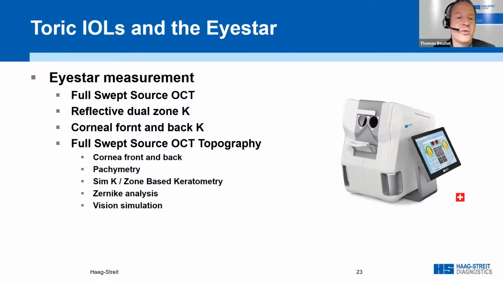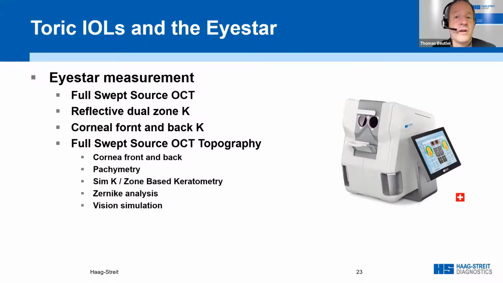Now, in addition to the anterior keratometry, the Eyestar also provides posterior keratometry. So we can now also see if a patient does not follow the standard features like vertical steep, horizontal flat, posterior cornea, but something different. Let's say, for example, something oblique or something completely against the rule. So this is an additional feature that allows you to improve your refractive outcomes.